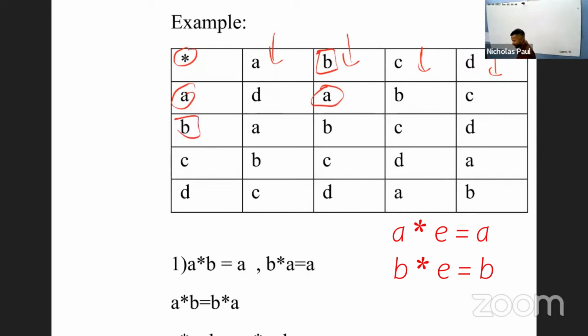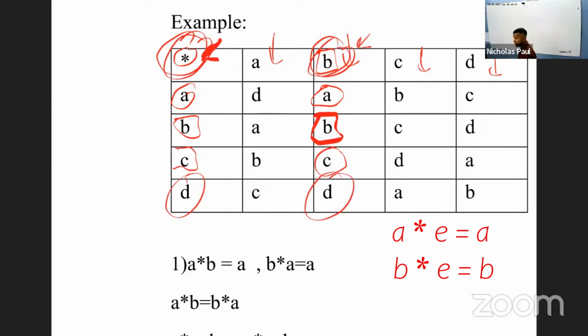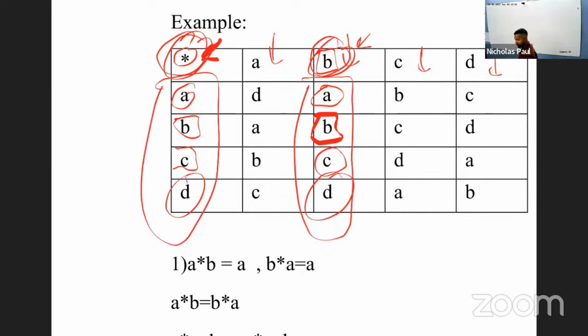What about B star B? Also gives you B. What about C star B? Also gives you C. And then D star B also gives you D. Right? So once you find a column identical to the first one, that is your identity element. Okay? Make a note of that. An identical column to the first gives the identity element. Okay, so in this question here, the identity is B.